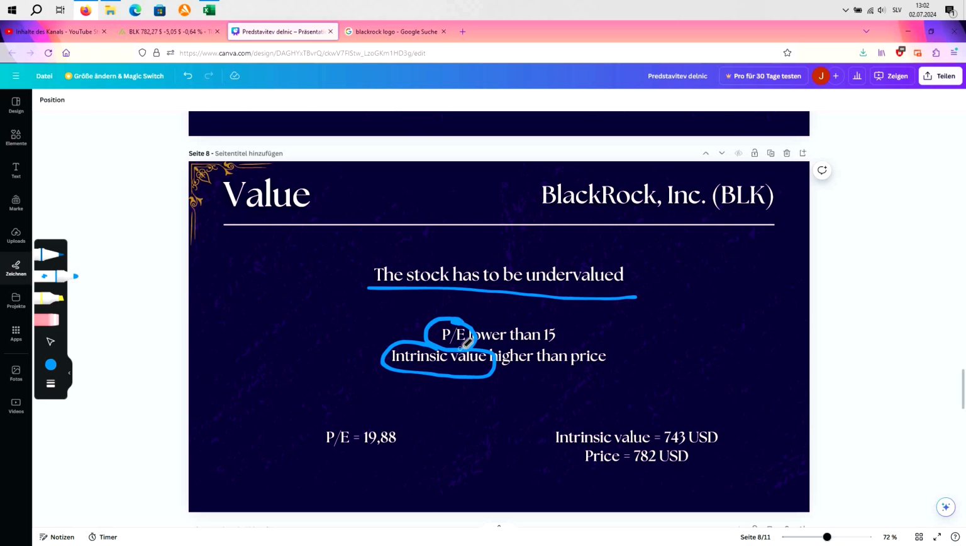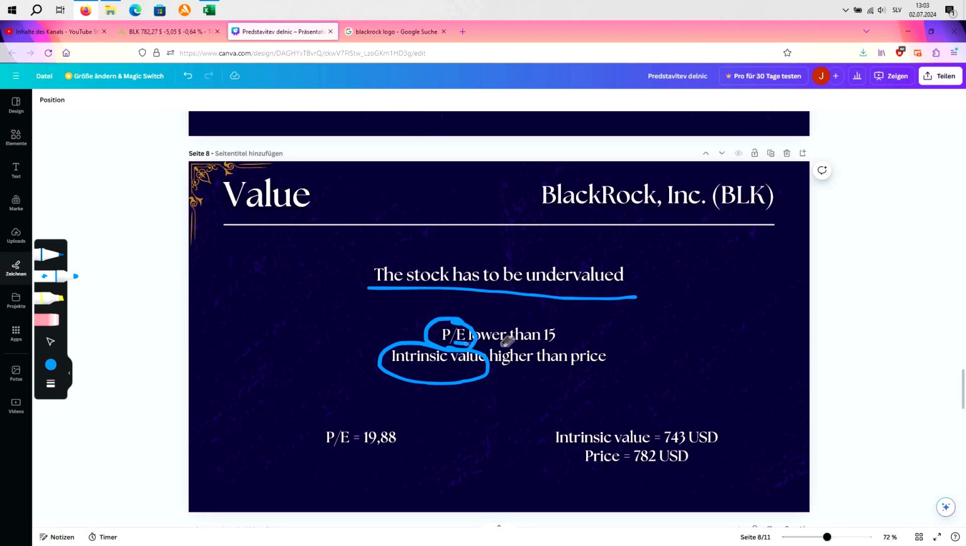Now, P/E ratio generally means, bro, that... and the second one is called intrinsic value. Now, as a complete beginner, this might sound a bit complicated, but bro, trust me, P/E ratio and intrinsic value is what you want to see, okay?